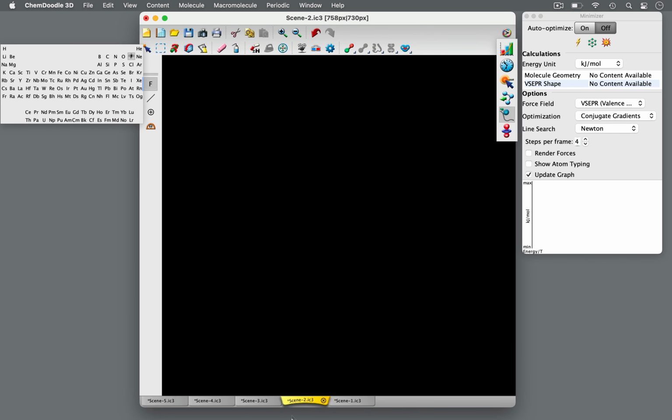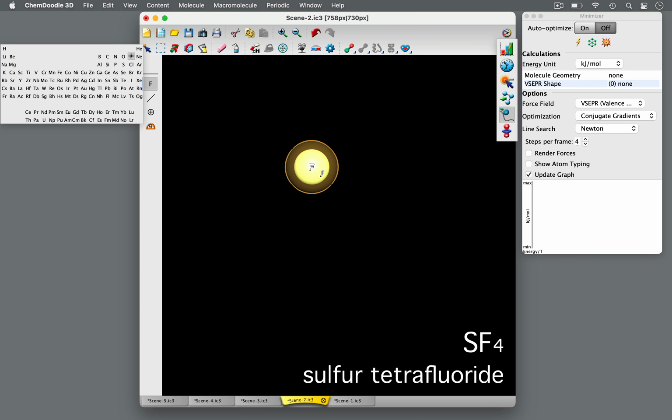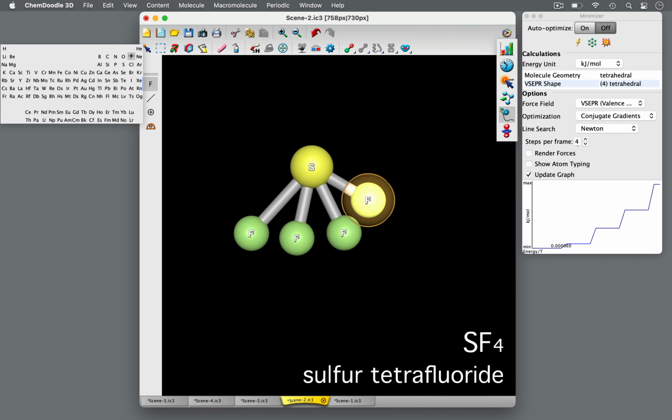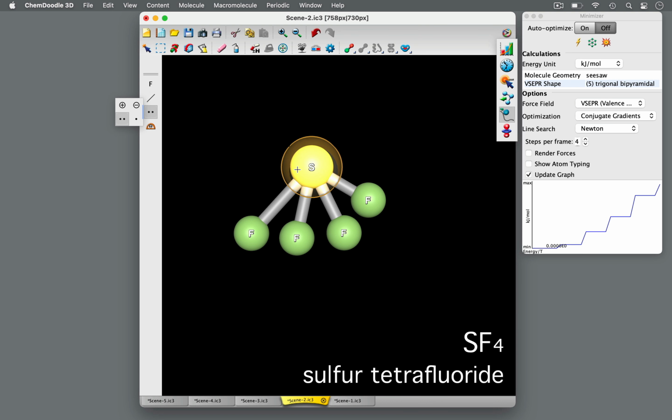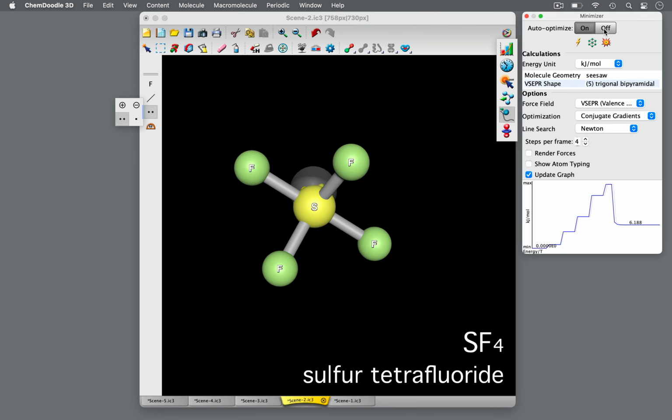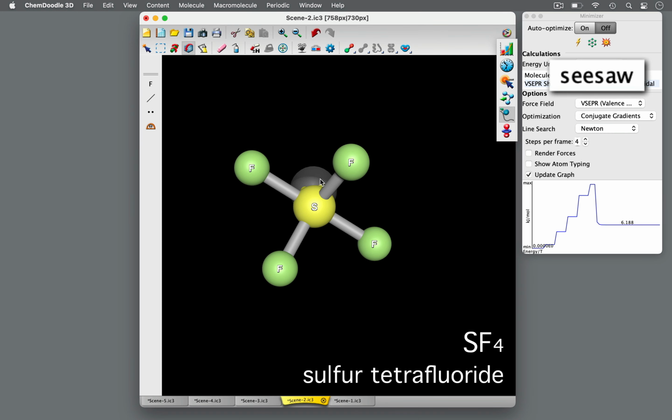What if one of the atoms was a lone pair? In sulfur tetrafluoride, sulfur is the central atom. It is surrounded by 4 atoms of fluorine and 1 lone pair, for a total of 5 domains of high electron density. VSEPR theory predicts that sulfur tetrafluoride will arrange in a seesaw molecular geometry.